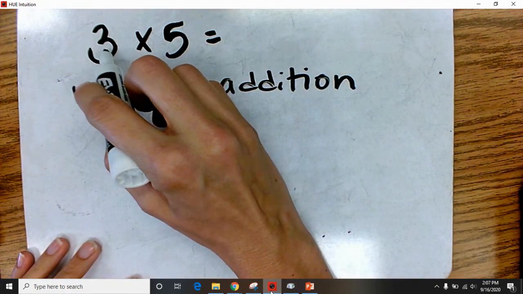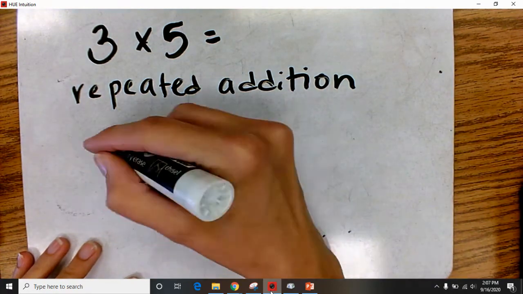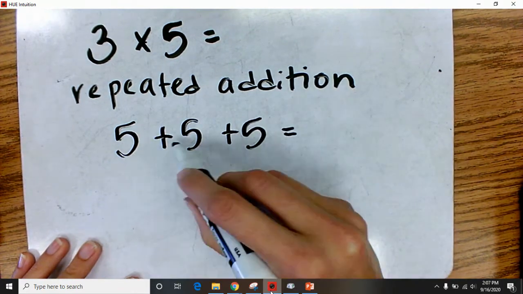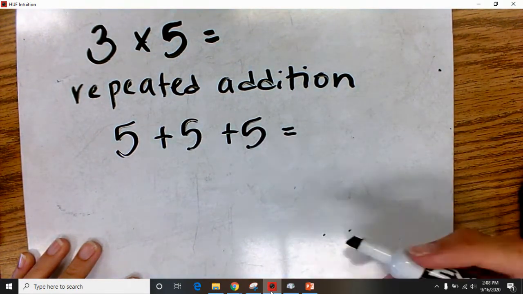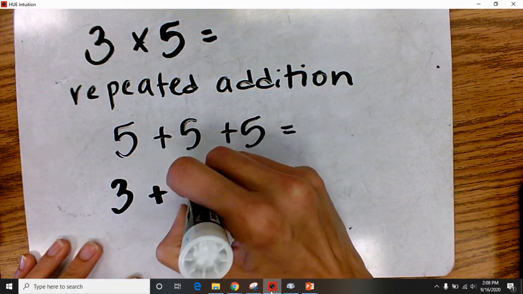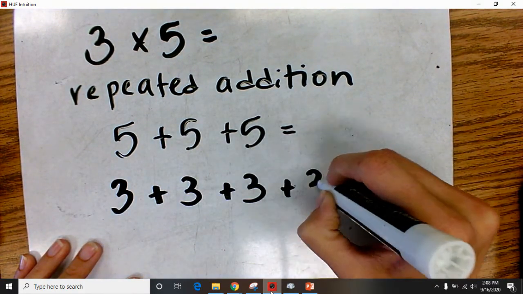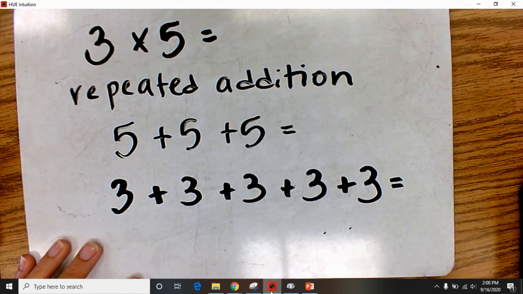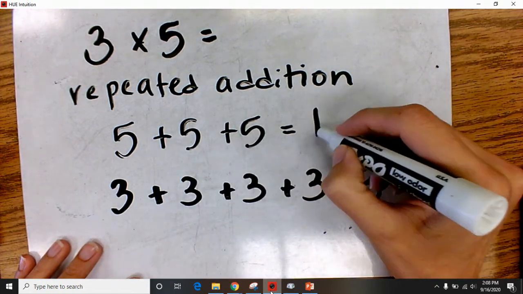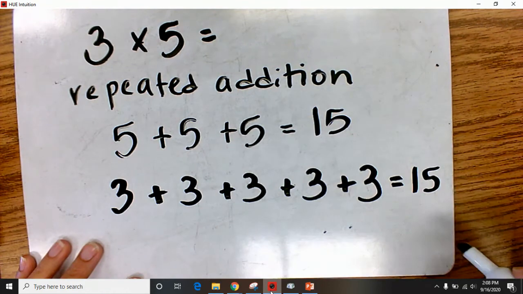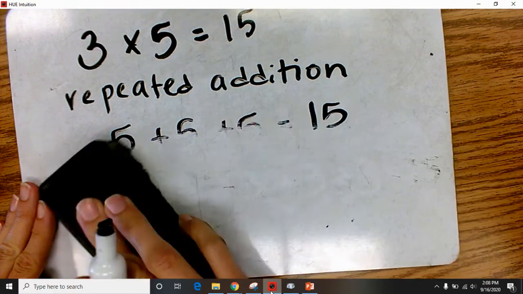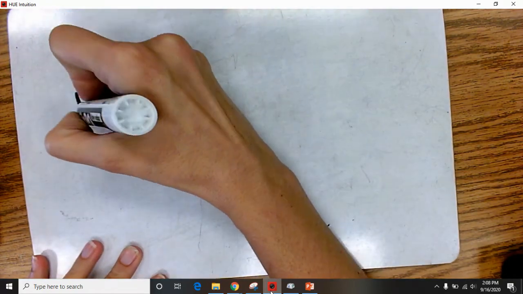For example, if I need to know what 3 times 5 is, that's the same as 5 plus 5 plus 5. 3 groups of 5. It's also the same as 3 plus 3 plus 3 plus 3 plus 3. 5 groups of 3. If I were to add these up, I would get 15, which is the answer to 3 times 5.